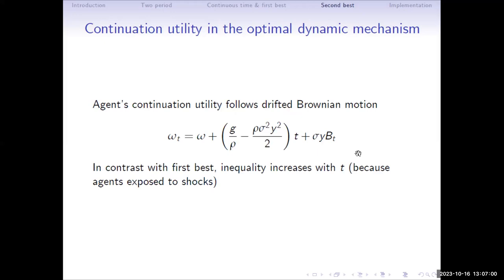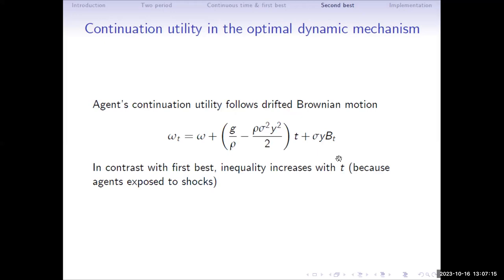So the agents now, unlike in the symmetric information case, their continuation utility is going to be stochastic, it's going to be a Brownian motion. And so you're going to have a lot of inequality in this economy. And we know this distribution of the omegas, we actually solved it in closed form, that is given by this.